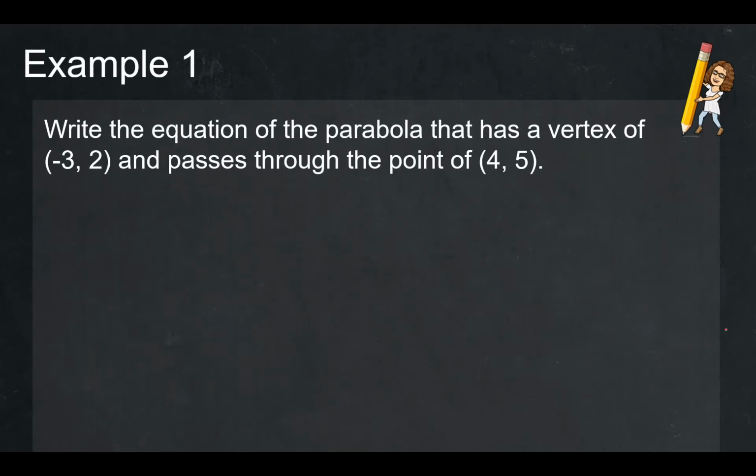So first example here. Write the equation of a parabola that has a vertex of negative 3, 2 and passes through the point 4, 5. So remember, we have our vertex form, which is y equals a(x minus h) squared plus k, or we have our intercept form, which is y equals a(x minus p)(x minus q). Now, being that I have a vertex, I should probably use vertex form, right?